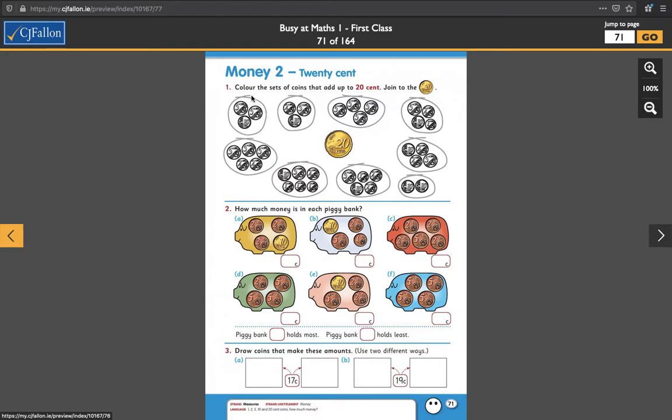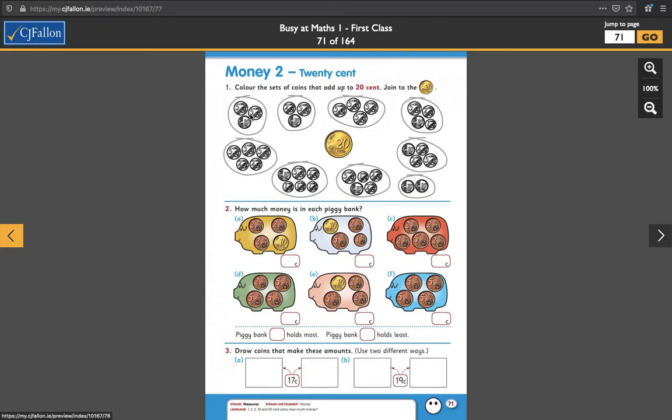But we'll move on here. Color the sets of coins that add up to 20 cent and join them to the 20 in the middle. This is the kind of stuff we've done since junior infants, except we were doing it with 5 cents before and 10 cents. Now we're doing it with bigger numbers. We're doing it with 20 cent. So count up here. We have a 10 cent, a 5 cent, and a 5 cent. We know that two fives together makes 10, and that means that 10 and 10 together makes 20. So put a ring around it, color it in.